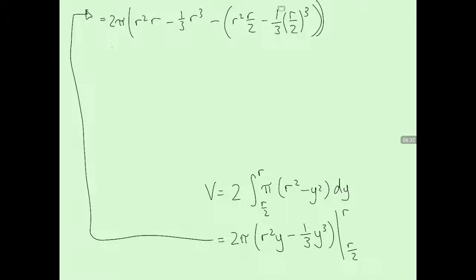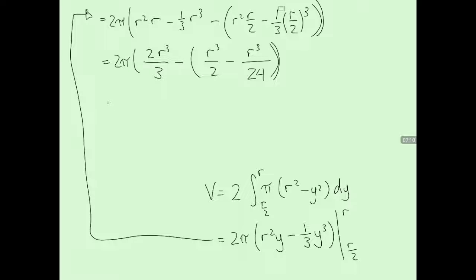So when we do this, we get 2 pi times, so this is r cubed minus 1/3 r cubed, so this is 2r cubed over 3. And inside here, we have r cubed over 2 minus r cubed over 3 times 8, which is 24.